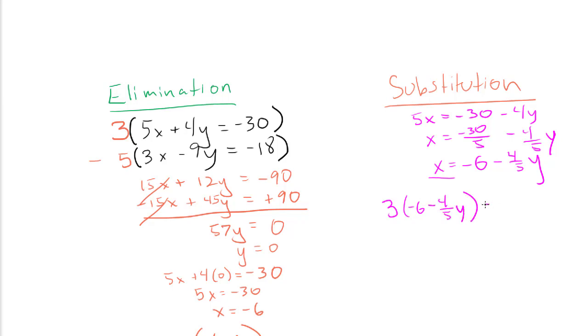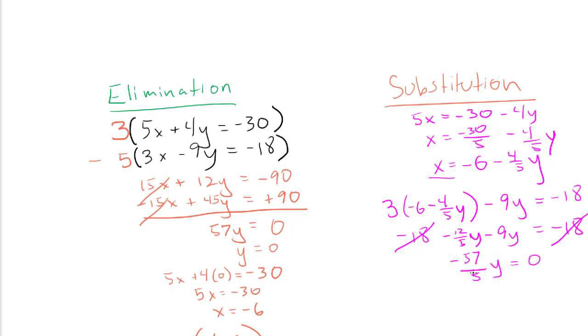And I continue the rest of the equation as minus 9y equals minus 18. Now I'm going to distribute: minus 18 minus 12 fifths y minus 9y equals minus 18. Right away, I can see the solution now is going to be y equals 0. The negative 18s cancel, and minus 12 fifths y minus 45 fifths y, using a common denominator, will be minus 57 over 5 y equals 0.